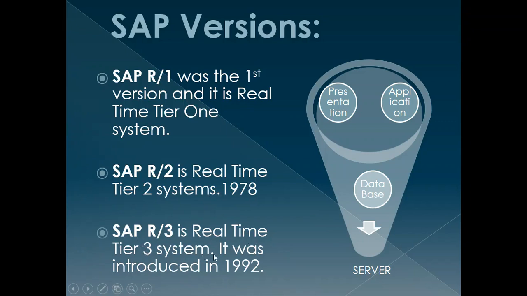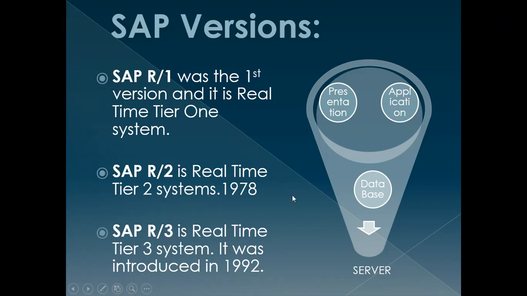SAP R1 was the first version and it is a real-time tier 1 system. SAP R2 is a real-time tier 2 system. It was produced in 1978. SAP R3 is a real-time tier 3 system. It was introduced in 1992. Now let's understand what is tier 1, tier 2 and tier 3.